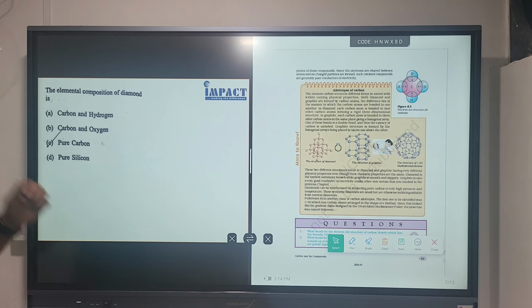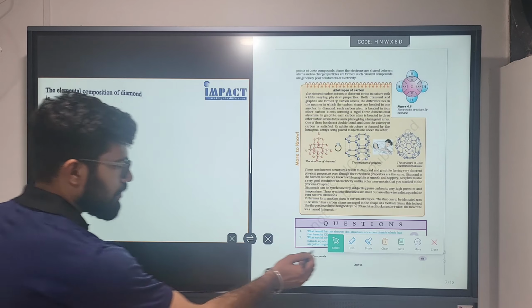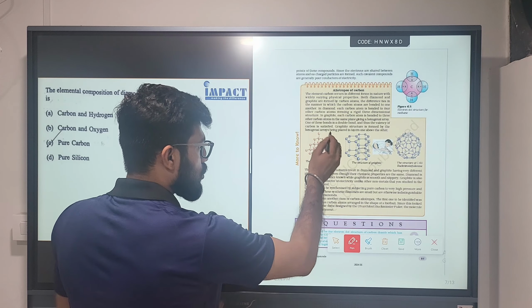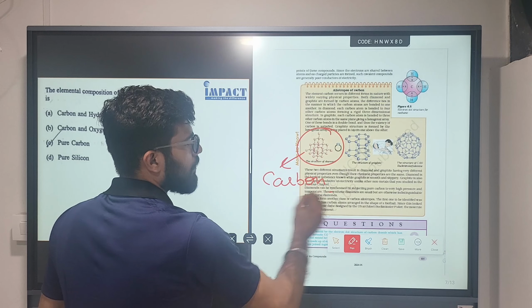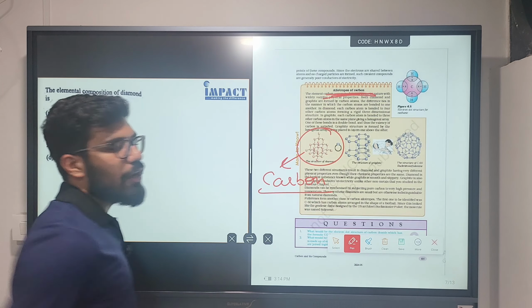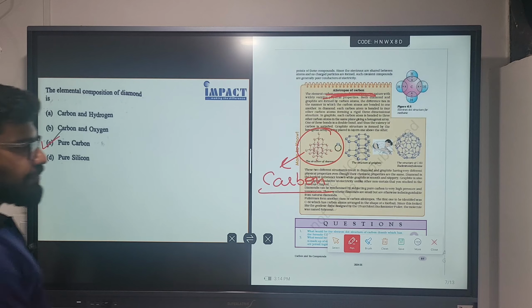Next question. The elemental composition of diamond is. They have asked the question from this page. And here you can see the structure of diamond. It is composed of only carbon, and that is why they are known as allotropes of carbon. Your answer is pure carbon.